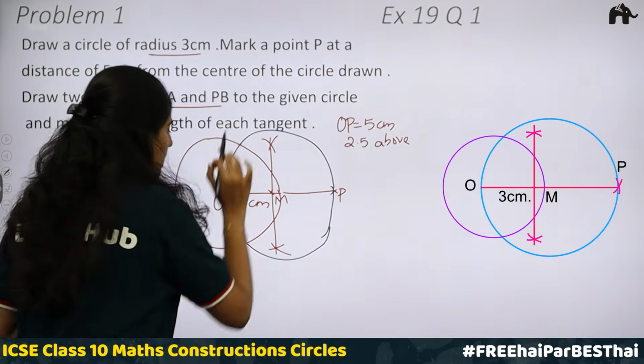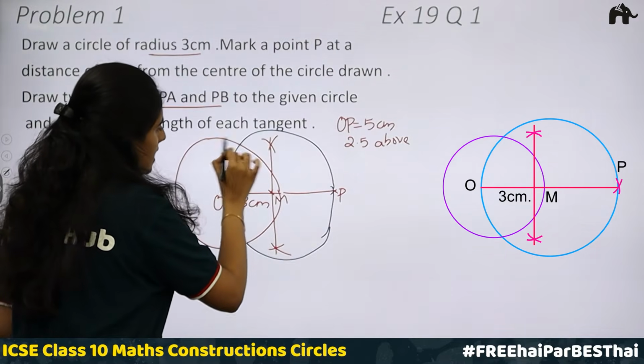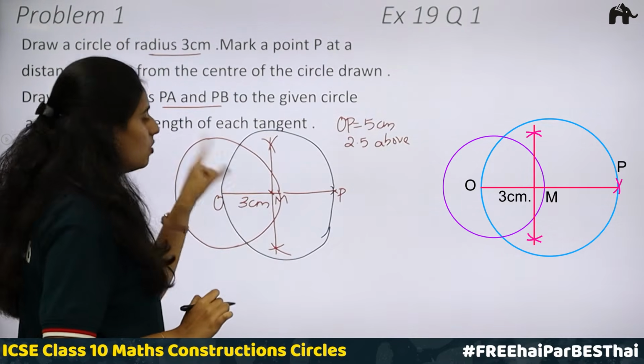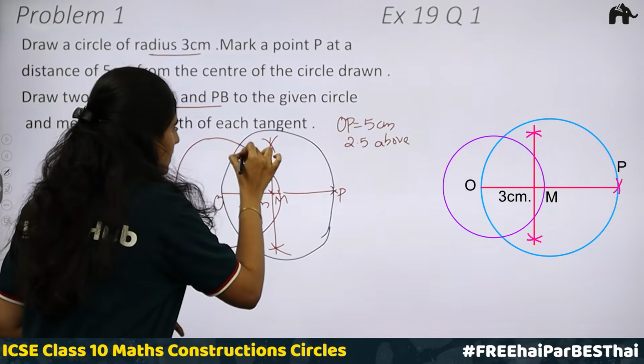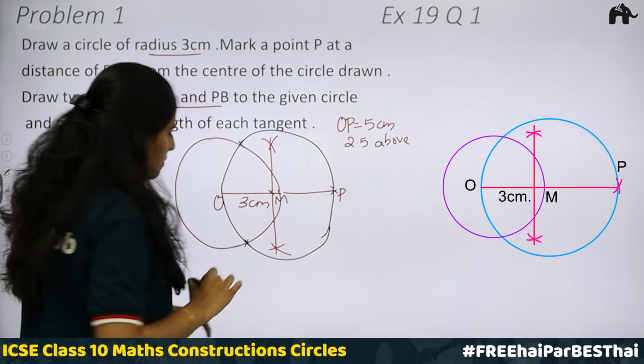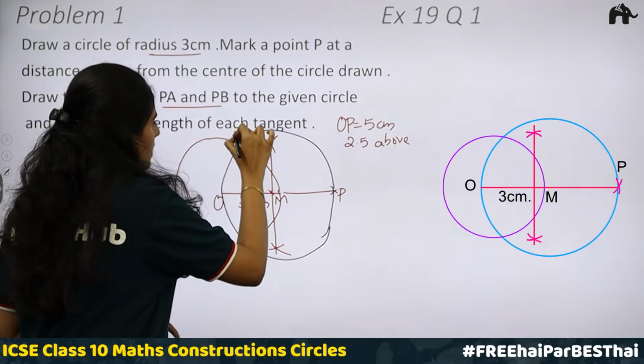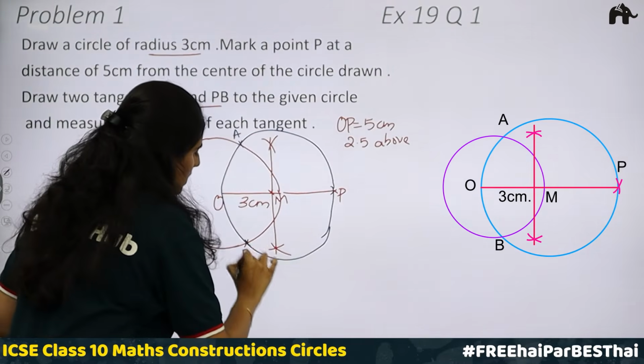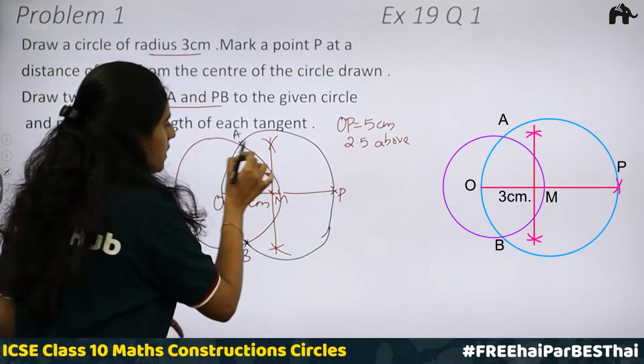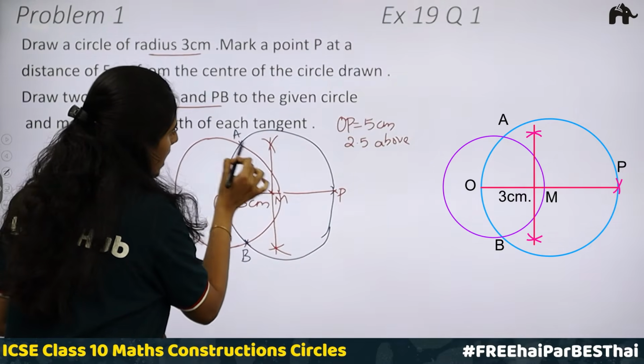Okay. Now, you can see that the new circle touches at 2 points the original circle. Yes. Here, this is one point and this is a second point. We'll mark the first point as A and the second point as B. Now, from P, we are drawing a line to A.